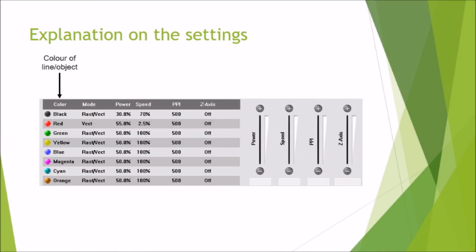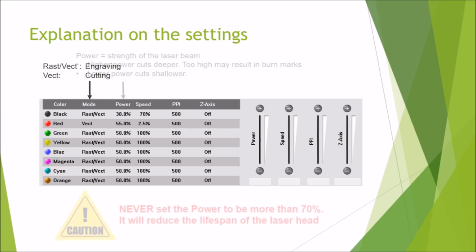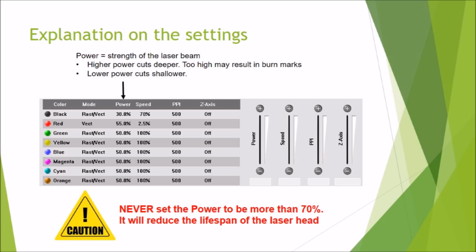The color setting refers to the color in your drawings. Raster mode means engraving. Vector mode refers to cutting. Power refers to strength of the laser beam. Higher power cuts deeper, but may result in burn marks. Lower power will cut shallower, but it may require more passes to cut through. Never set the power to be more than 70%. This will reduce the lifespan of the laser head.